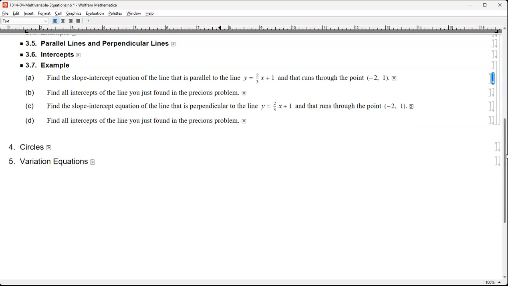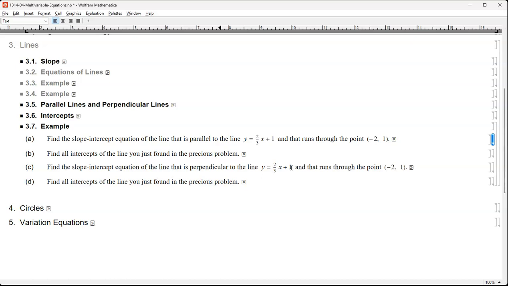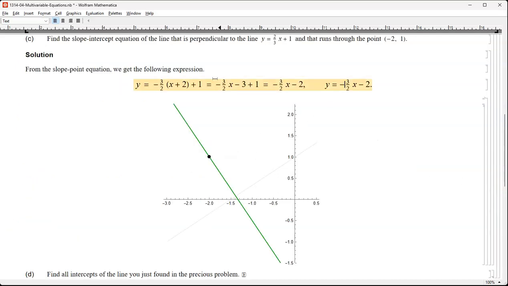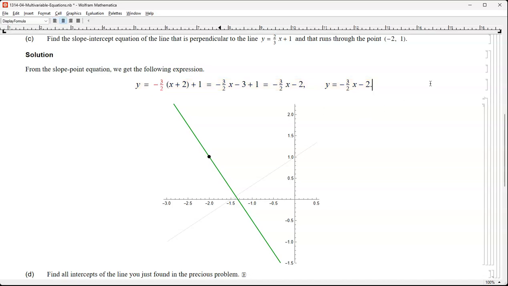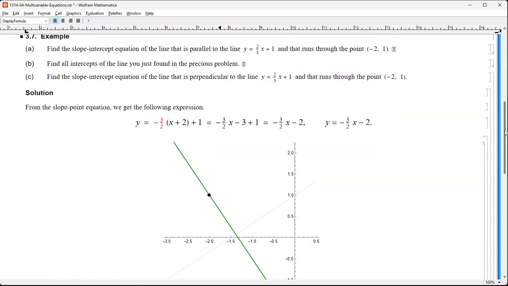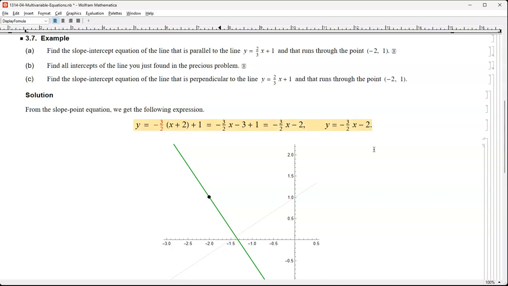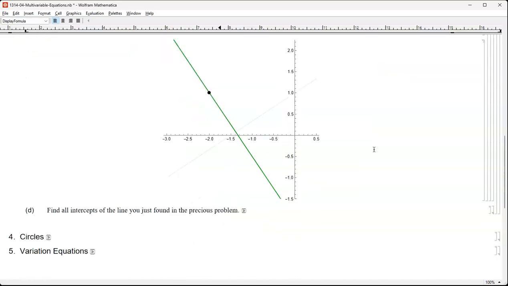Find the slope-intercept equation of the line that is perpendicular to this and runs through this point. Perpendicular to this, so it's going to be the negative reciprocal. So the slope is -3/2. That's the new slope. Negative reciprocal. And then running through the point -2 comma 1. It's the same as before. +2, +1, and simplify. In the end, you get a line that is perpendicular to the first line and running through -2 comma 1, like this, green.